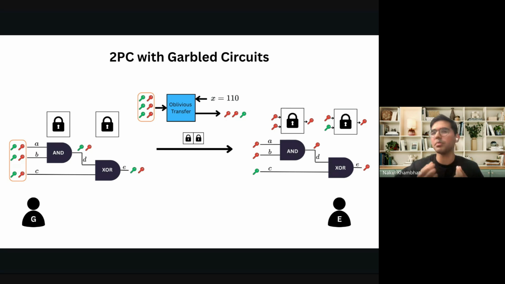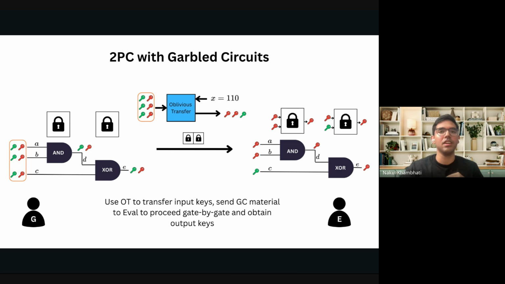Finally, she'll obtain some key, either 0 or 1. She won't know that yet, but then pooling that information with the gobbler's information, she can now decode the output of the circuit. In short, this is what happens. The parties use OT to transfer input keys. Then the gobbler sends over this GC material, the main cost of the protocol, to the evaluator, who proceeds gate by gate and obtains output keys.